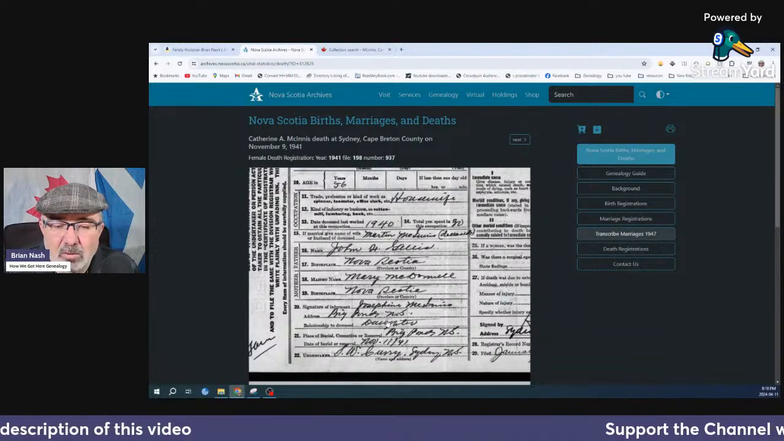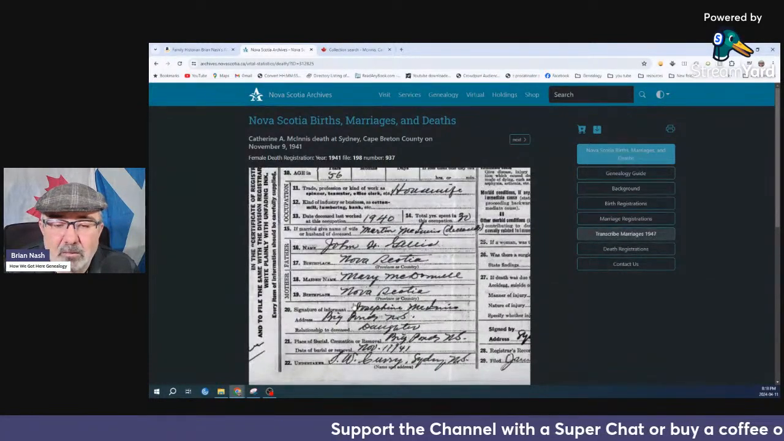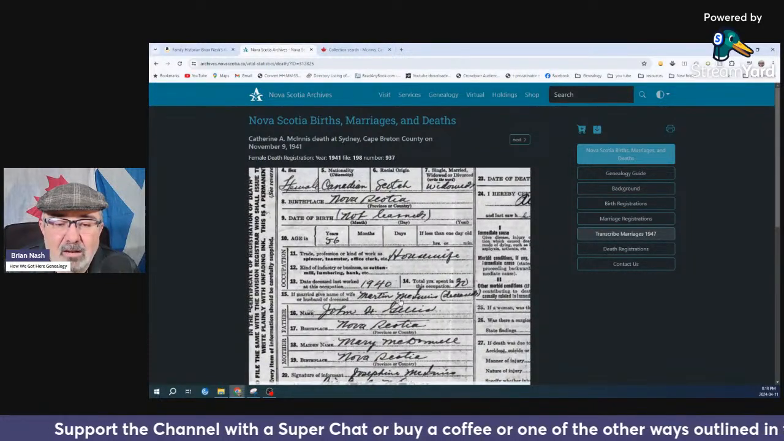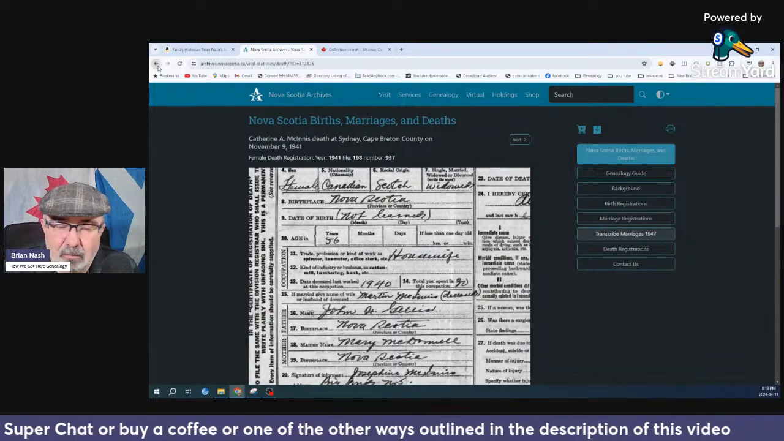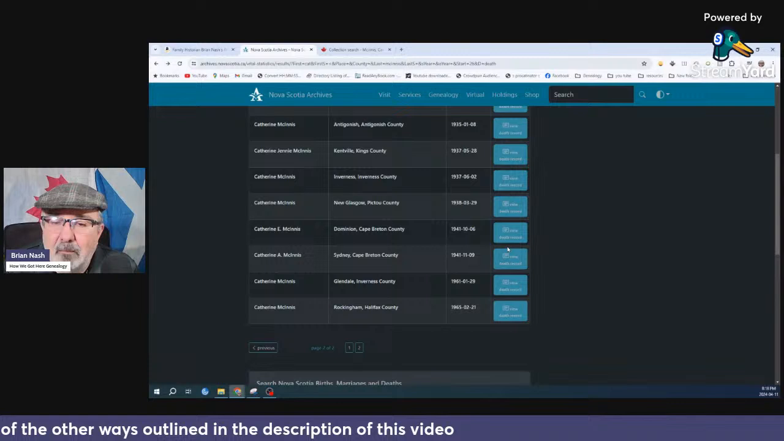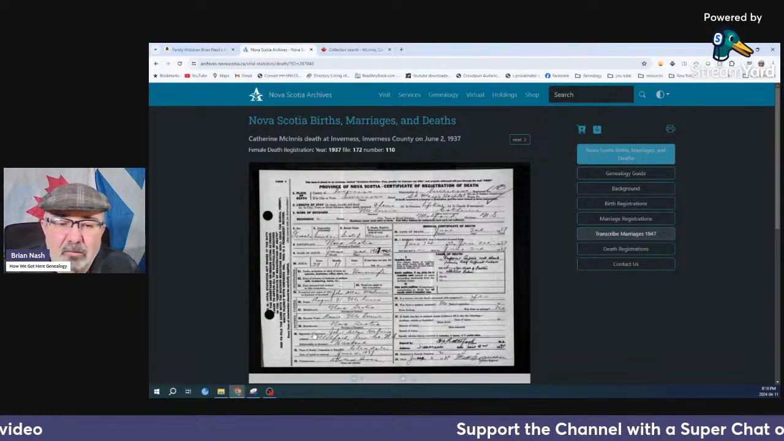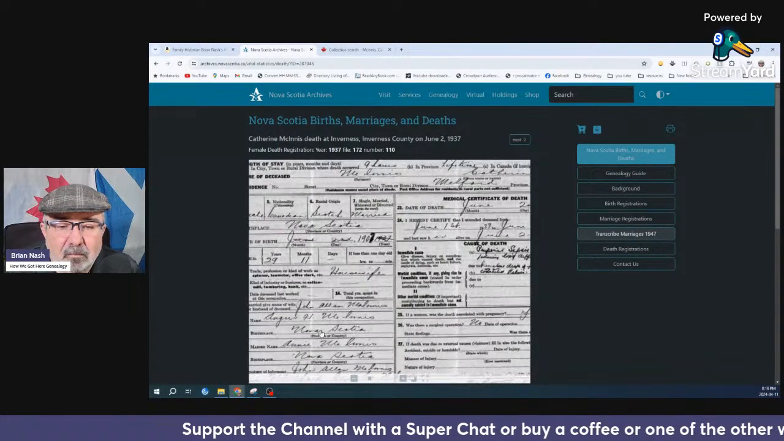1941. So we have Josephine, who's a daughter. Burial place, the Big Pond. Married, name of husband, Martin. And he's deceased, so that's not the person. So we'll look again. I'm going to just stick with Inverness to start with.